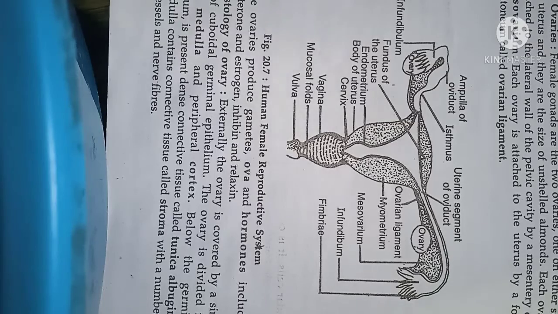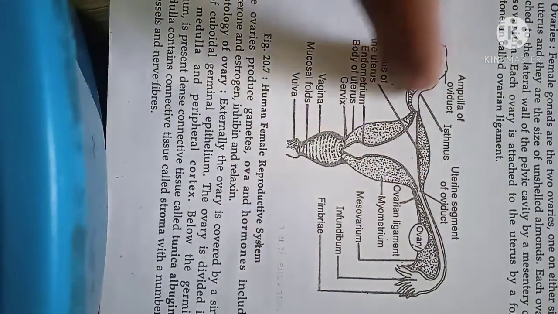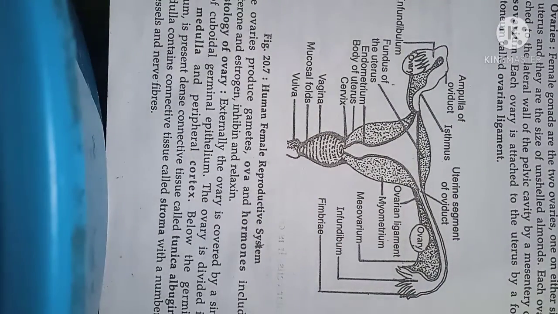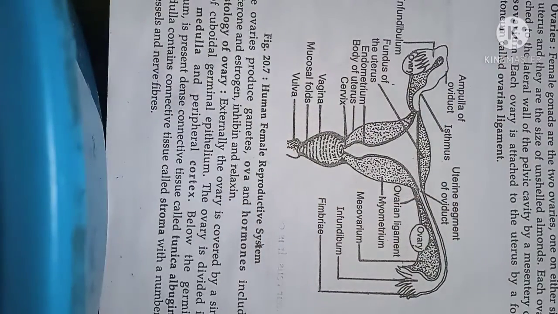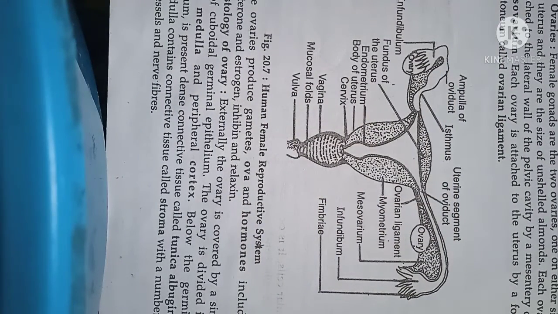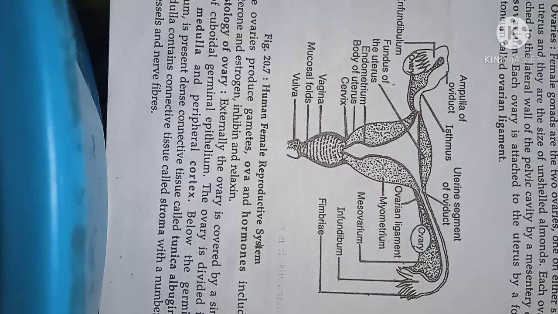Then the second point, the oviduct. You see here, this one is the oviduct, this one and this one. It is also paired, and extends from the ovary to the uterus. These are narrow tubes about 10 centimeters in length, and internally each one is lined by ciliated epithelial cells.